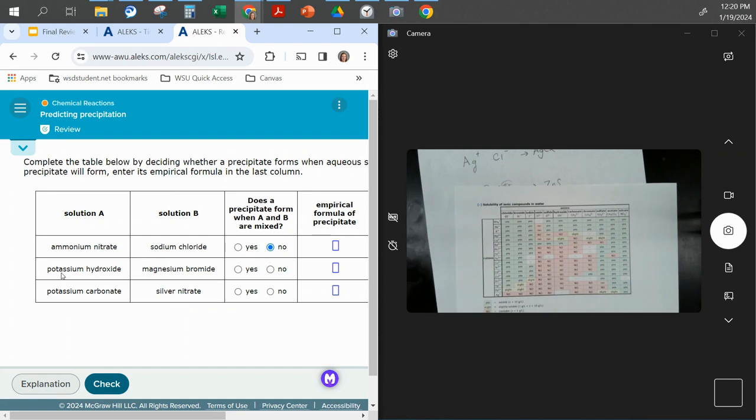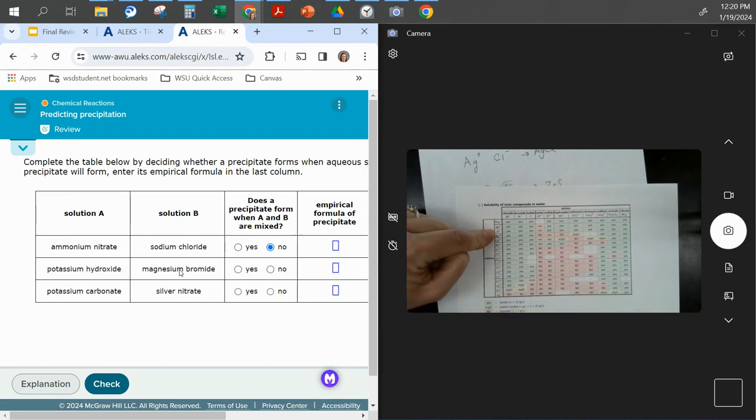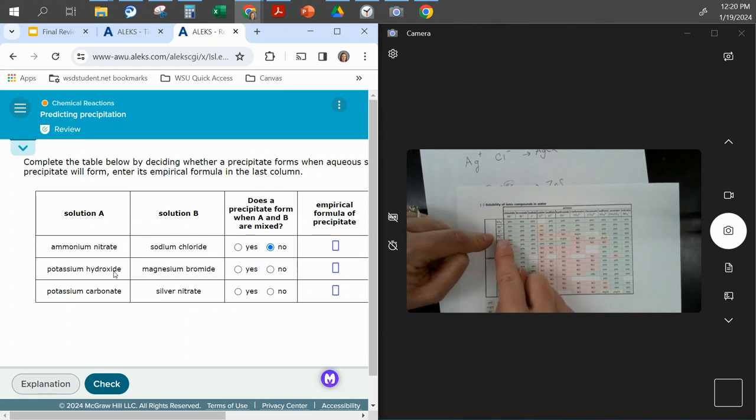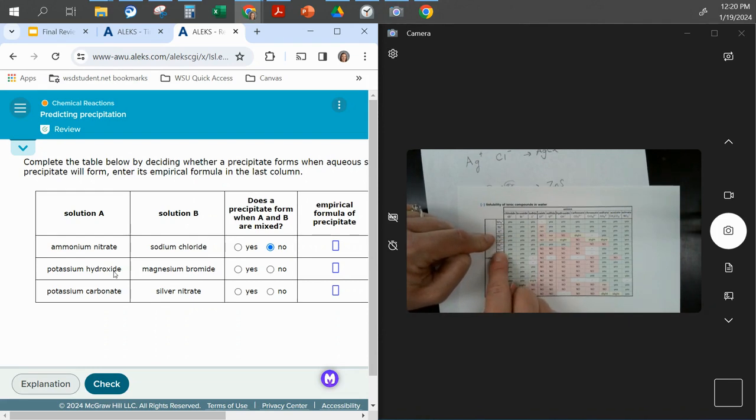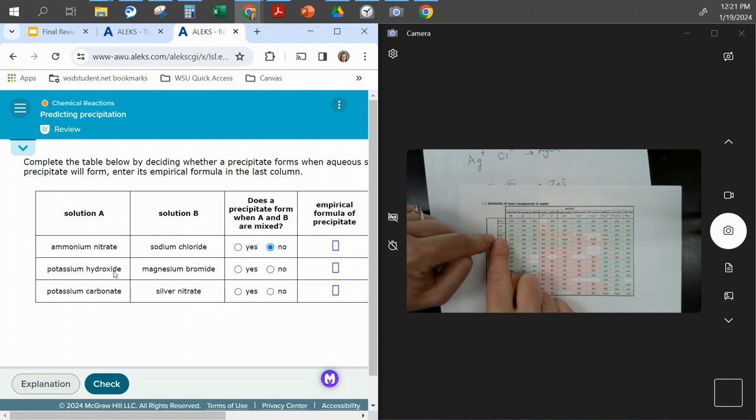Okay, the next question. Potassium hydroxide plus magnesium bromide. Will something precipitate? Well, is potassium bromide soluble? Potassium bromide is soluble. Well, what about magnesium hydroxide? Is that soluble? Magnesium is Mg. Watch out. This has gotten some people. We have Mg and Mn. What's Mn? Manganese. Magnesium is Mg, so don't get those flipped. Okay, great.